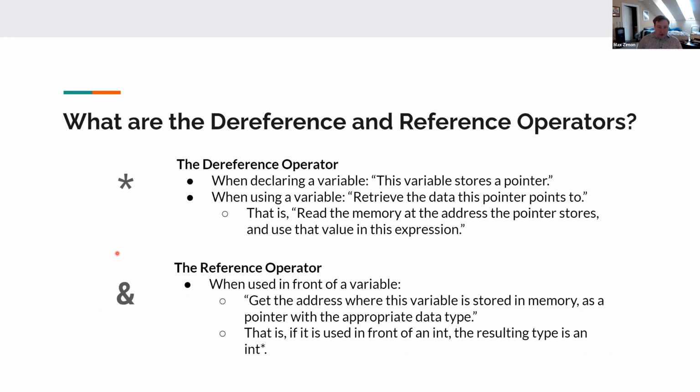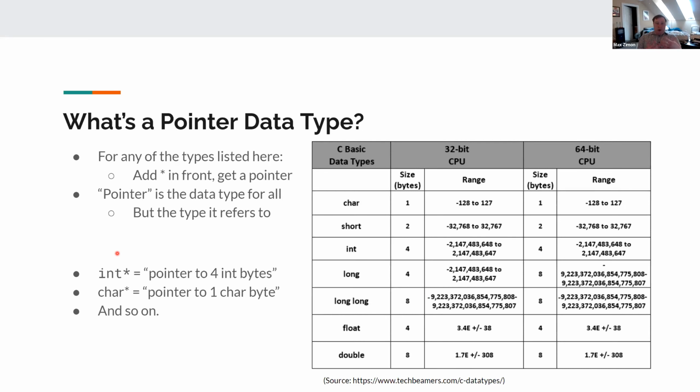So let's go and talk a little bit more about what a data type for a pointer is. As I said before, when you put the star in front, you're getting a pointer. So the data type is pointer, because it's one kind of thing. These two things are both pointers. They're both addresses, which take up the same amount of space to represent, but they're pointers to different kinds of things. So again, these are different data types that have the same size and are both pointers.